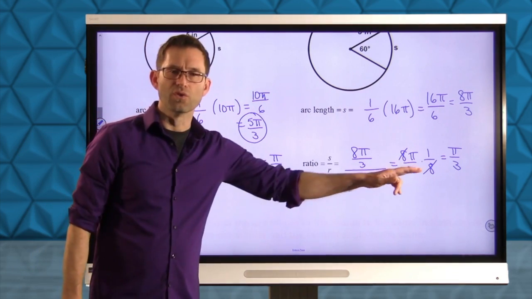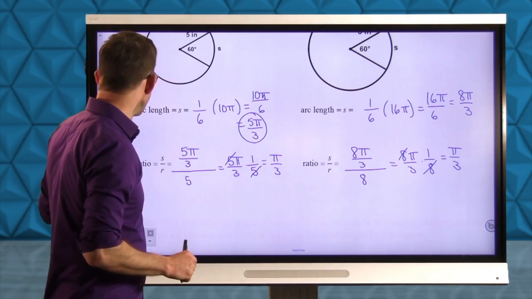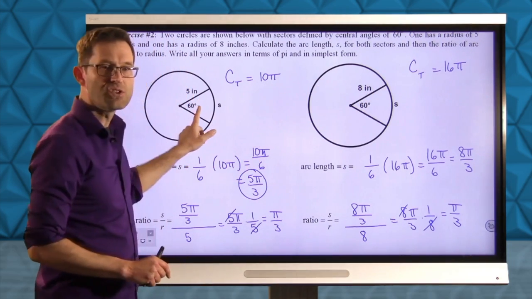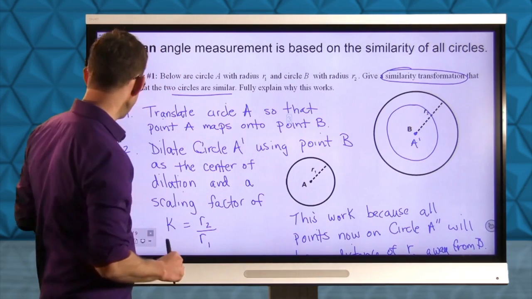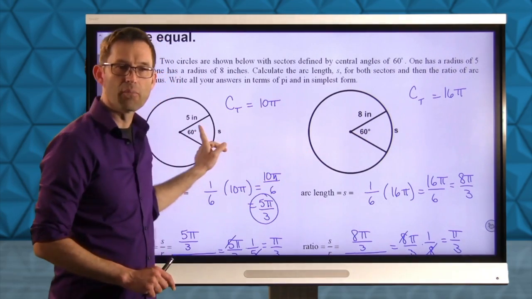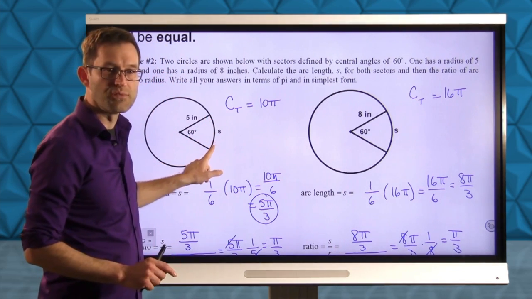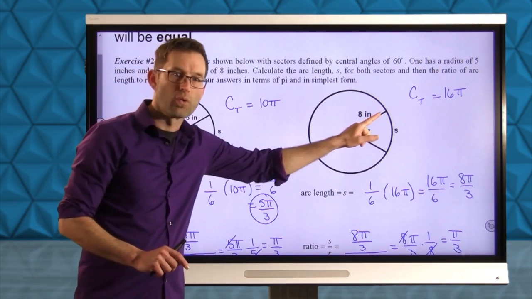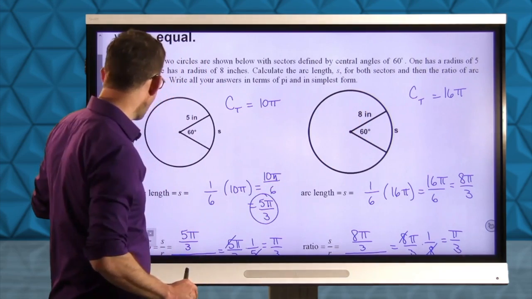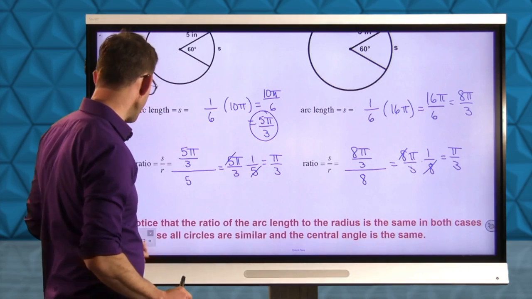Now, why did those two come out to be identical? Well, they came out to be identical because just as these two circles are similar, these two sectors are also similar, because they have the same angle. They're the same rotation. They've got this 60-degree angle. And whenever we divide corresponding portions of similar figures, that S corresponds to this radius corresponds to this radius. Anytime we divide them, we always get the same answer. So it makes sense that it's pi over 3 divided by pi over 3.